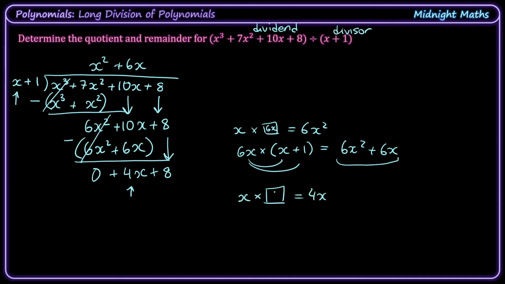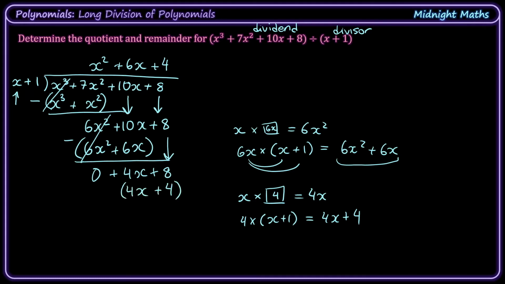Well, it would have to be multiplied by 4. So we pop the 4 up here. Then we multiply the 4 onto the entire divisor. So we do 4 times the entire divisor, x plus 1. And that gives us 4x plus 4. Okay? And now we write that underneath, 4x plus 4.